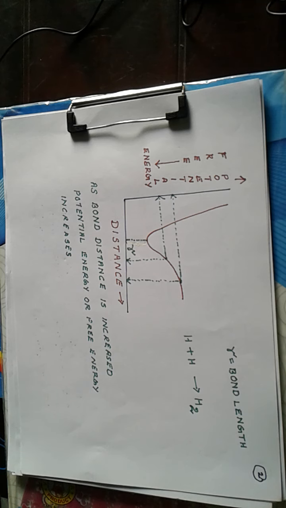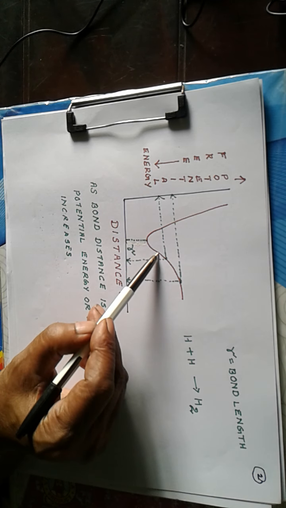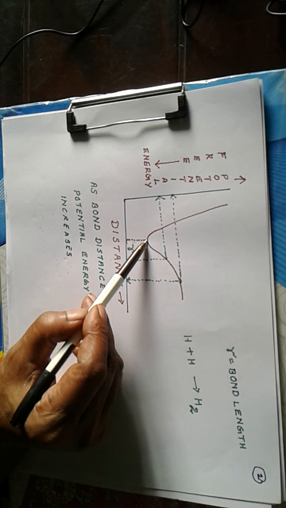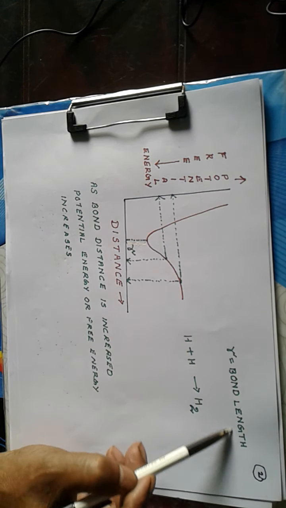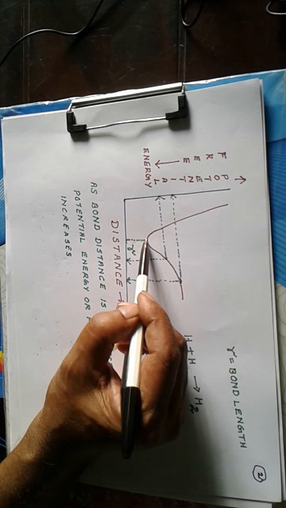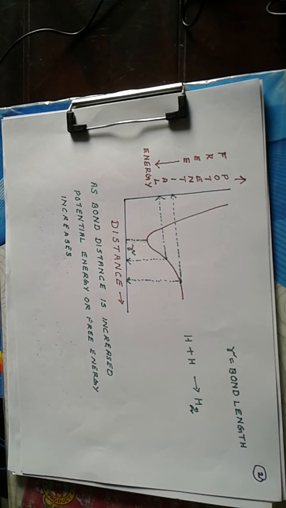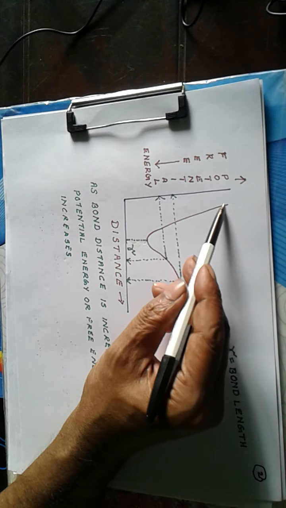So attraction causes a decrease in potential energy, and the distance between the atoms decreases. And when the atoms come closer, at a particular point we get a minimum distance, and that distance denoted by R is the bond length. Now, we found that on further decreasing the distance, there is repulsion occurring between the nuclei of the atoms and the electrons of the atoms, so that the potential energy increases abruptly.